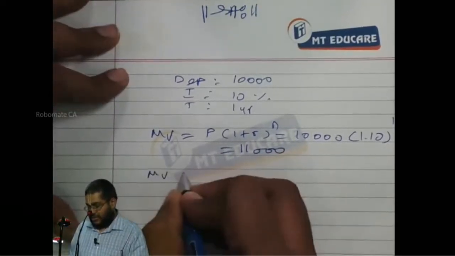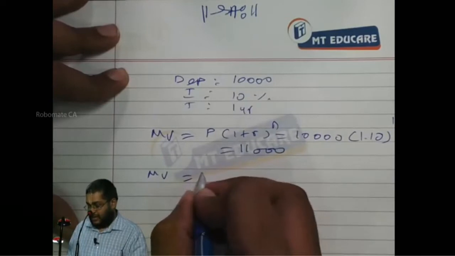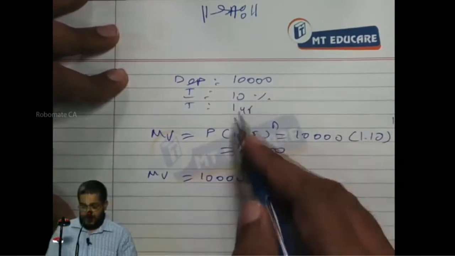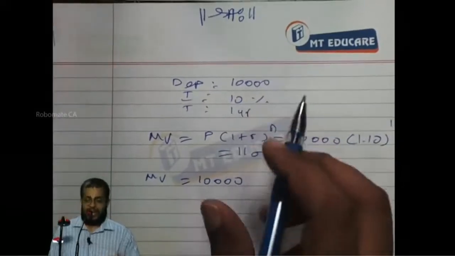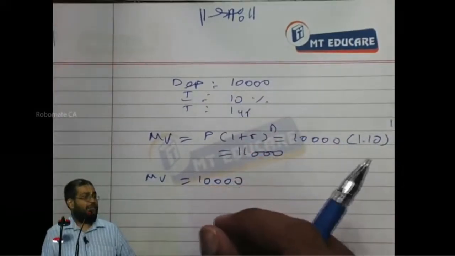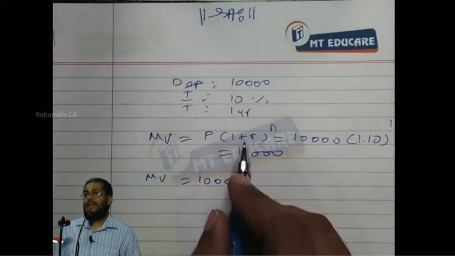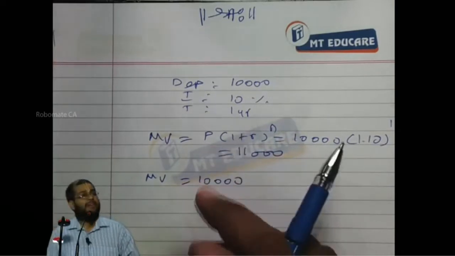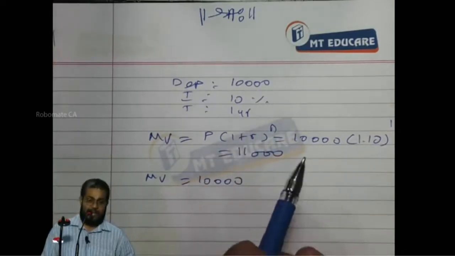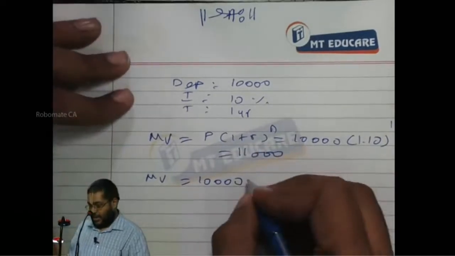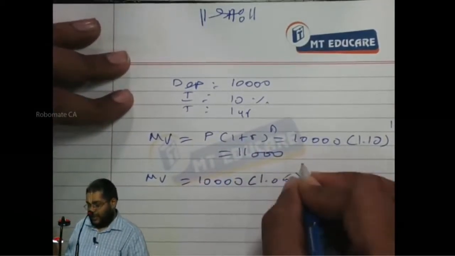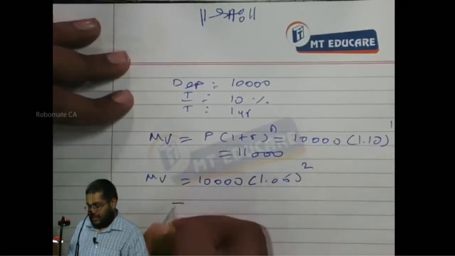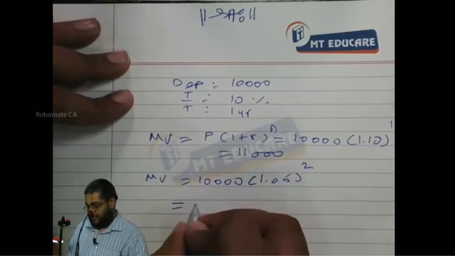Maturity value is equal to what? The principal is 10,000. Don't say interest is 10% per annum; it is 5% per period. Accept that. Now convert the problem into periods. Don't say I'm depositing for 1 year; I'm depositing for 2 periods. Everybody following? In that case, 10,000 into 1.05 power 2. Tell me what 10,000 into 1.05 power 2 is.